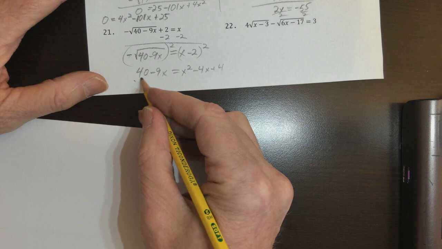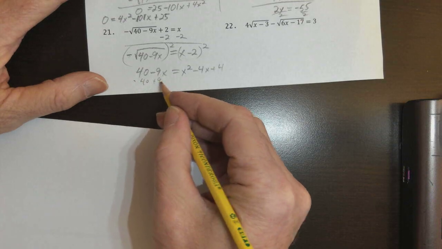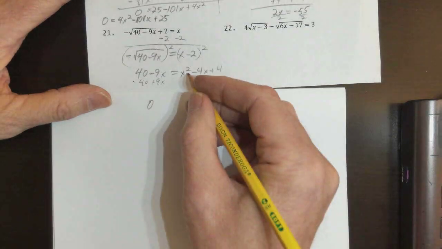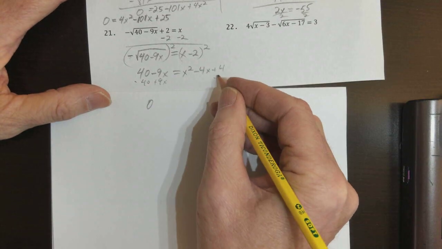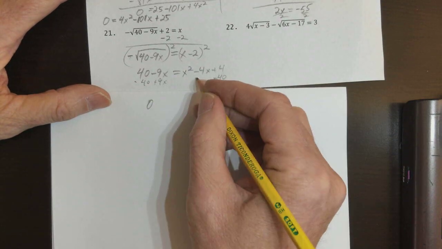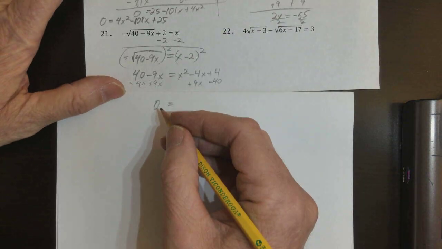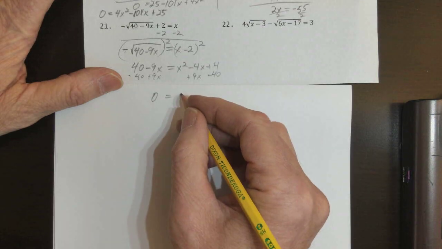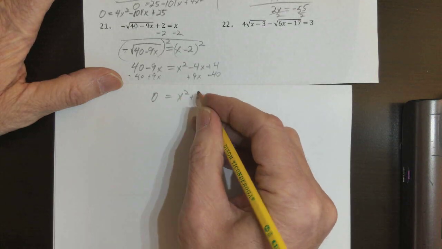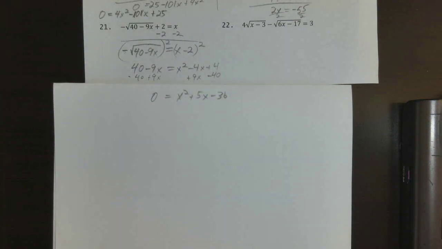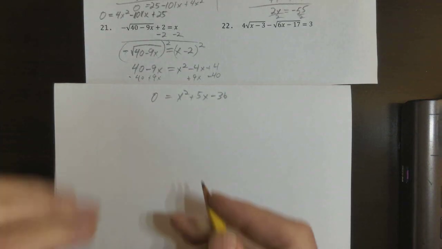And this is one I'm going to need more room on, I think. I'm going to subtract 40 and add 9x to both sides because I want 0. I'm going to subtract 40. I'm going to add 9x. So 0 equals x squared plus 5x minus 36. Ooh, nice answer. Factors.